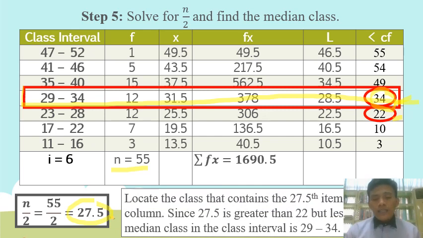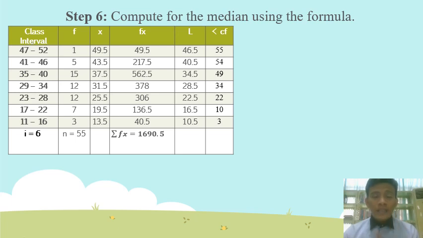So locate the class that contains the 27.5 item in the column. Since 27.5 is greater than 22 but less than 34, the median class in the class interval is 29 to 34. That will be the location of our median class. We will use that location to compute for the median using the formula.